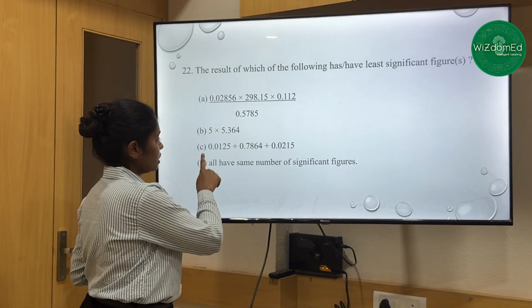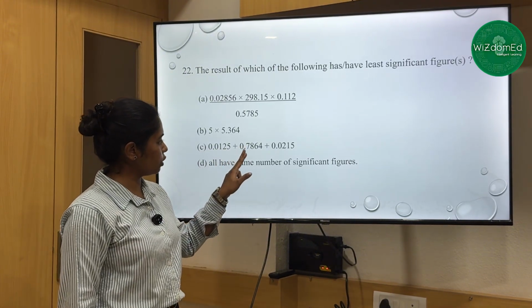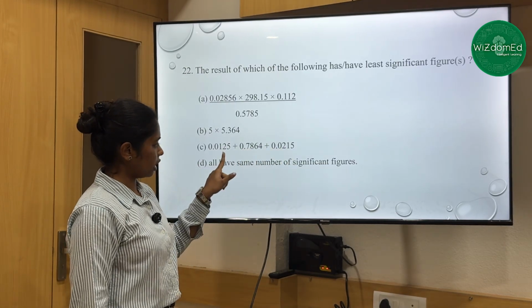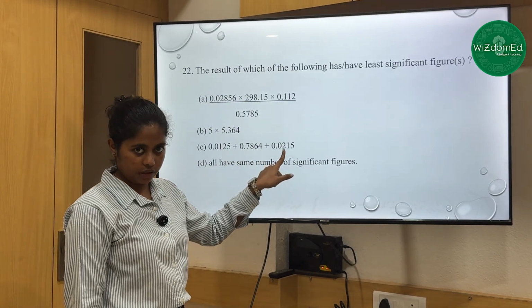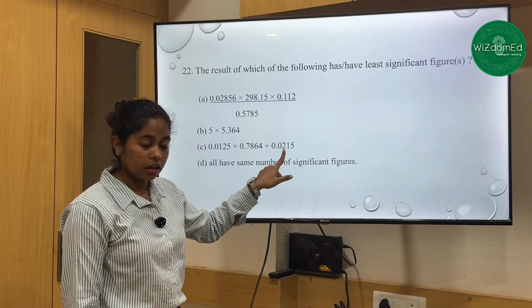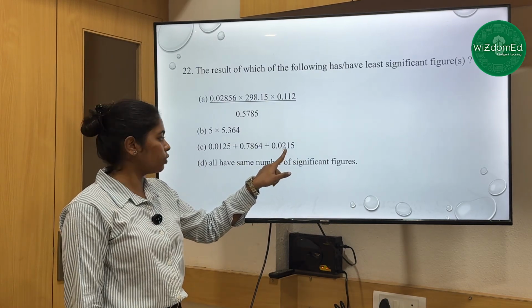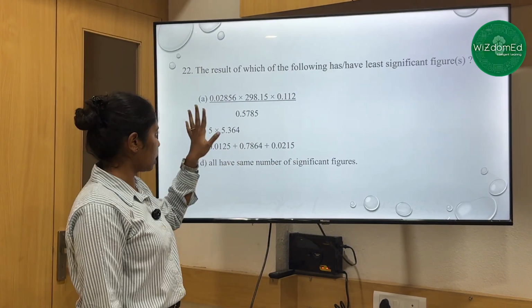And as you can see in option C, we have 0.0125 plus 0.7864 plus 0.0215. Here we have 3 significant figures, 4 significant figures, and again 3 significant figures. But upon addition, we are going to get 4 significant figures which cannot be rounded off to 3 significant figures. So hence, this is also not going to come under this question.